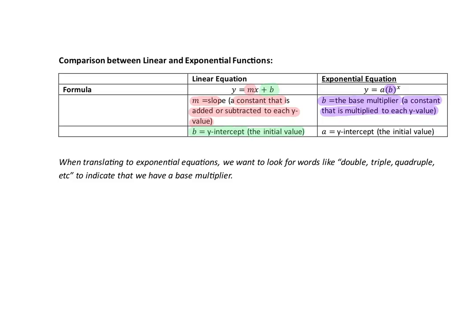And we also have an initial value. We have a y-intercept, or an initial value, which is that number on the outside. So the number closest to the x is either going to be our slope or our base multiplier. It's what we add or subtract. It's what we multiply or divide. And the other number in our equation is the y-intercept.